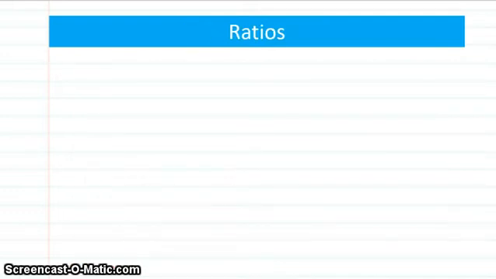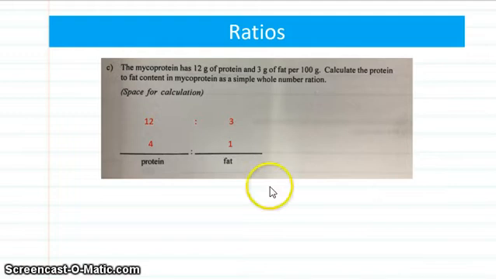Ratios next. In this question here, 12 grams of protein and 3 grams of fat per 100 grams. Calculate the protein to fat content. 12 to 3 can be simplified as 4 to 1. What you're looking for is the highest number that can go into all the numbers present in the ratio that you're given. So the highest number that can go into 12 and 3 is 3. And there are 4 3s in 12 and 1 3 in 3. So the simplest whole number ratio is 4 to 1.